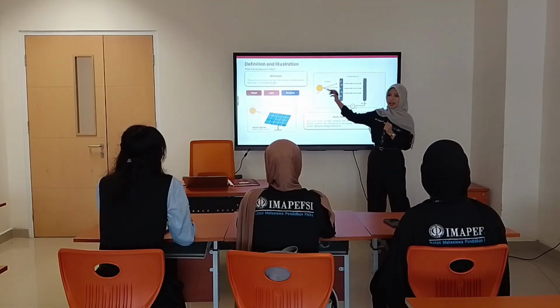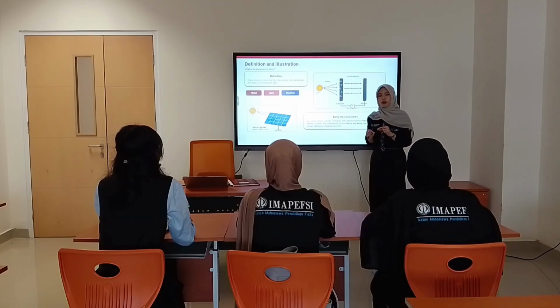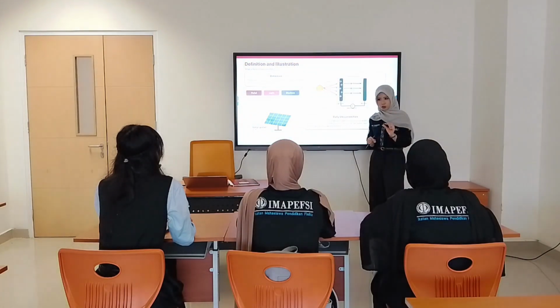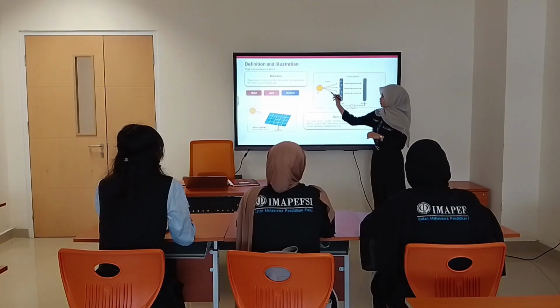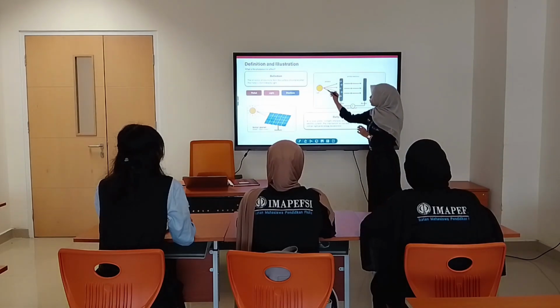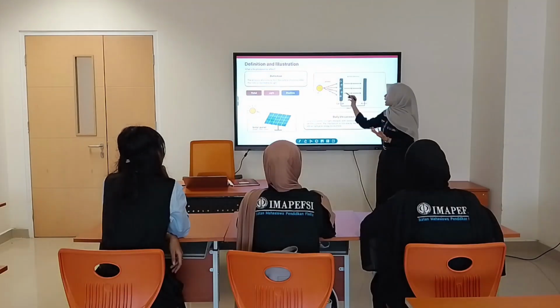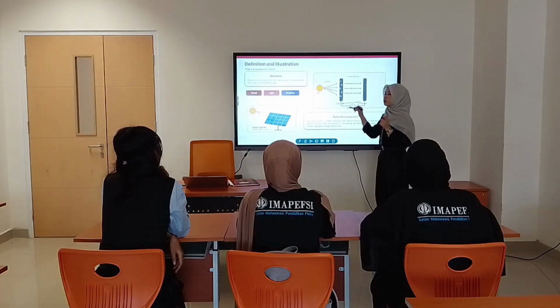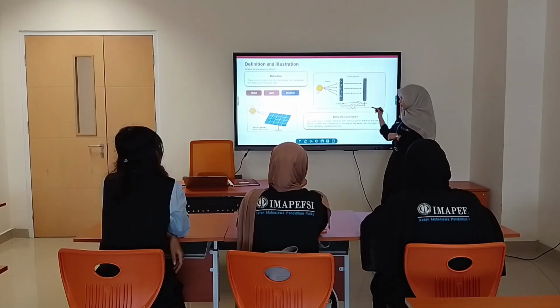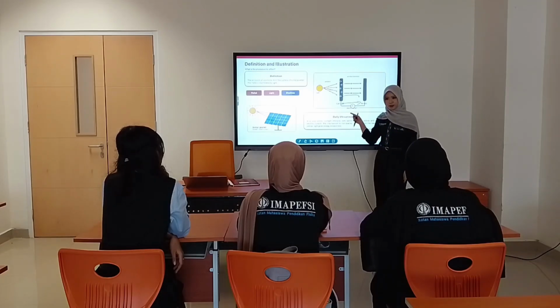The answer is light. Light carries energy in small particles that we call photons. So here are the photons. When the photons hit the electrons on the cathode, we expect that the electrons will move from the cathode toward the anode. At the moment when the electrons move, that's when the electric current is produced.